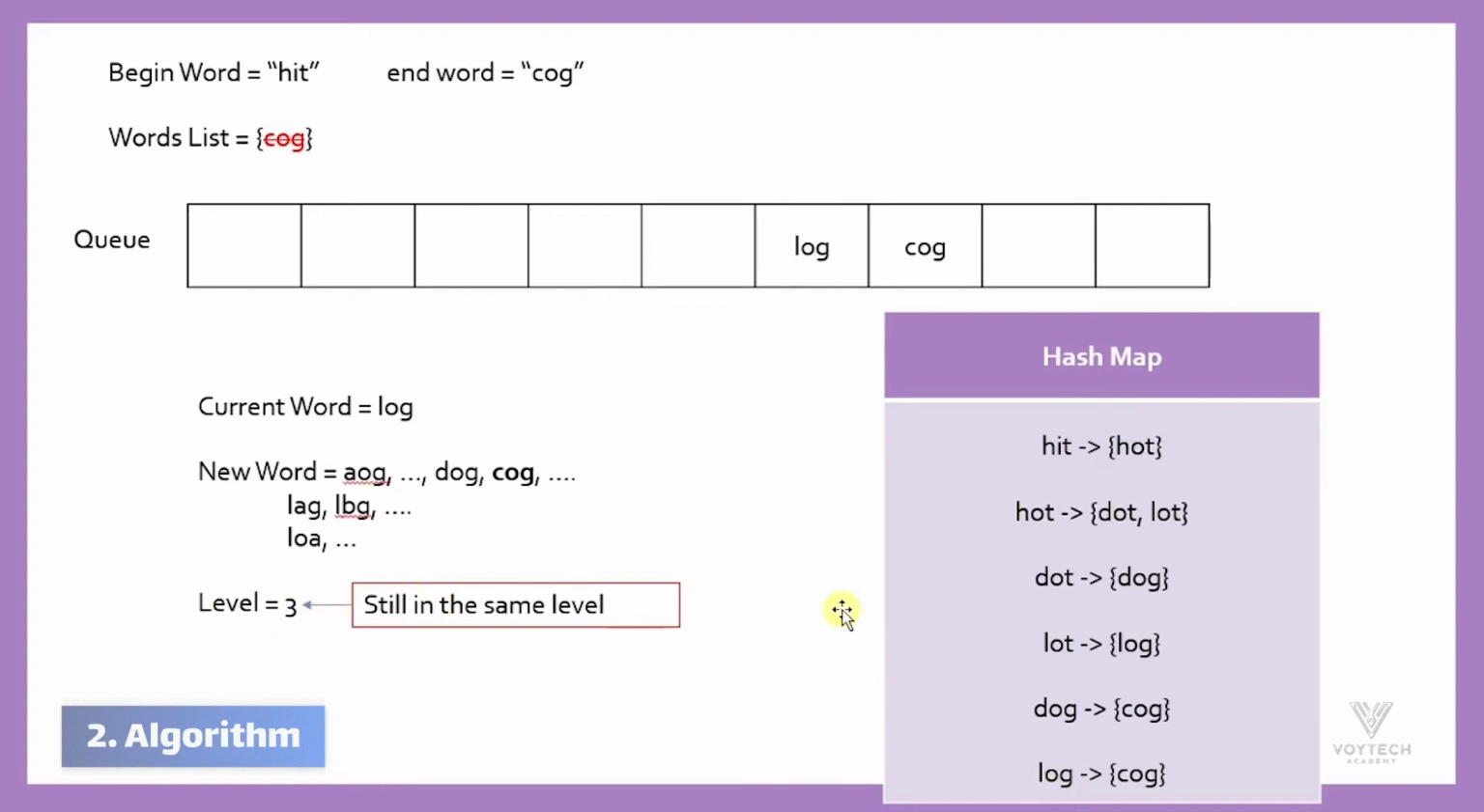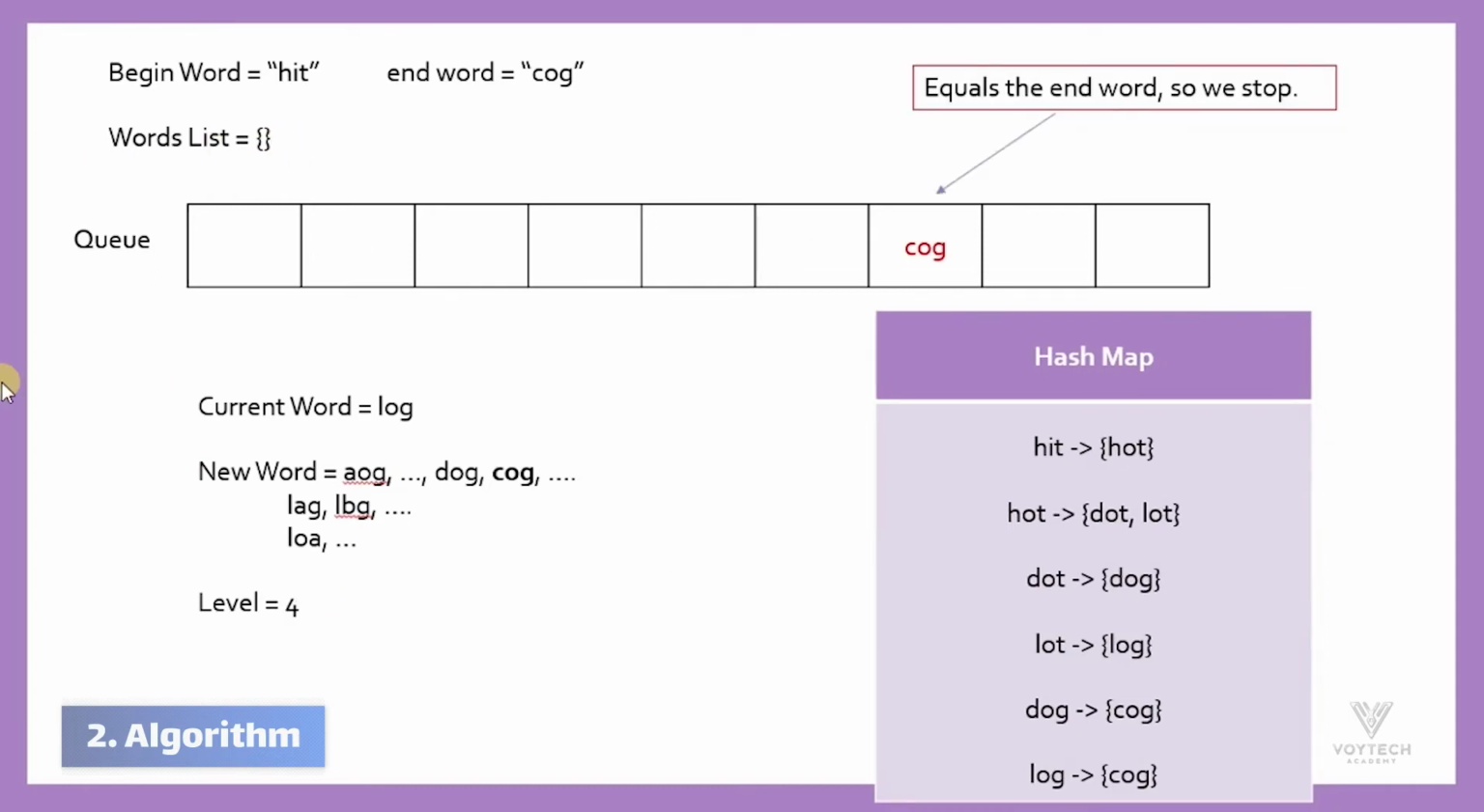And we're still on the third level. And we're going to pop log out and push cog in. And also eliminate cog from the words list altogether. Now, here we can change our current word to cog, but since cog is our end word, we're going to stop here because we've traversed all the possible combinations and we got to the end point, which is what the question asked us.